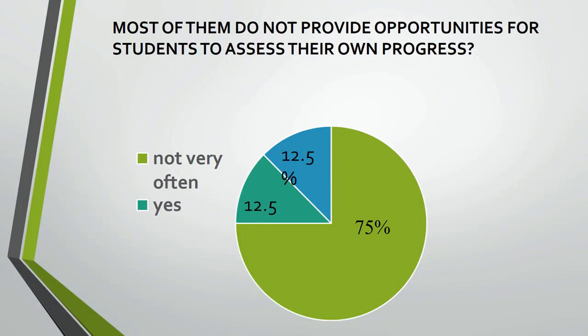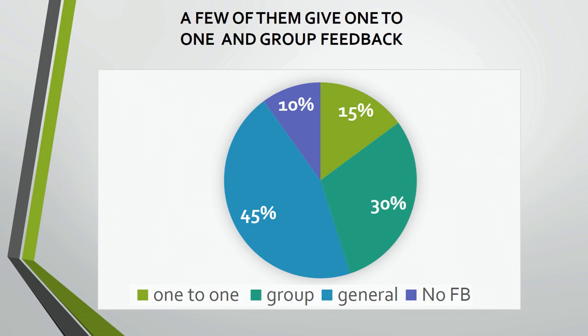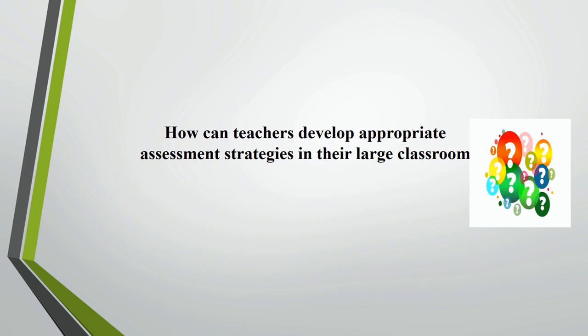From the percentage of teachers who responded, I realized that 70% of them do not provide opportunities for the students to assess their progress in learning. A few of them responded that they give one-to-one and group feedback. Now, how can teachers develop appropriate assessment strategies in their large classes, looking at this context of 100 to 130 students in a classroom?